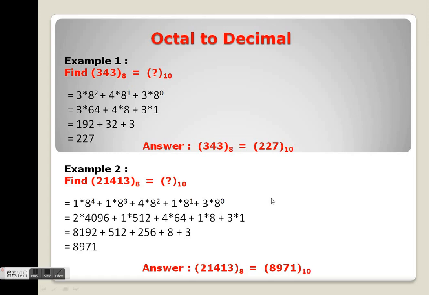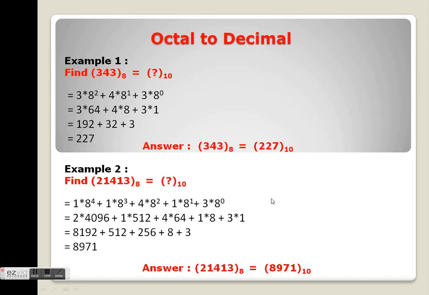In this case, we will write down the expanded form of the octal number on the basis of its place values. For example, the expanded form of the octal number 353 is 3 multiplied by 8 raised to the power 0 plus 4 multiplied by 8 raised to the power 1 plus 3 multiplied by 8 raised to the power 2. Now we know that 8 raised to the power 0 is 1, 8 raised to the power 1 is 8, and 8 raised to the power 2 is 64.